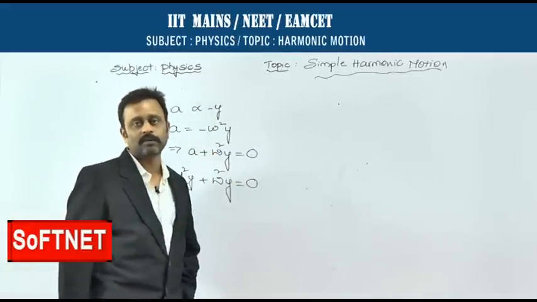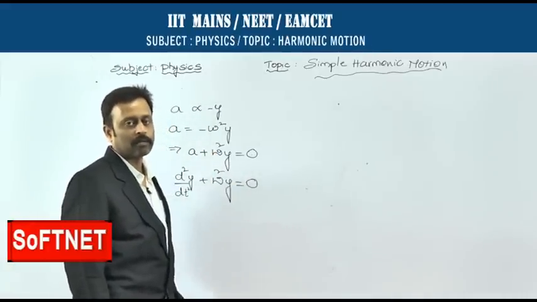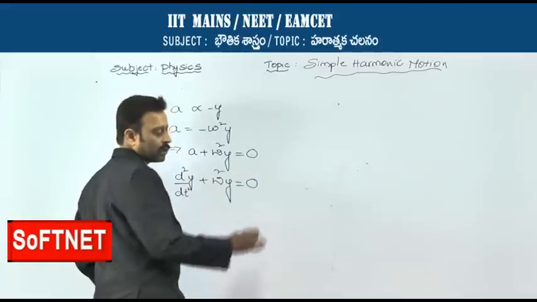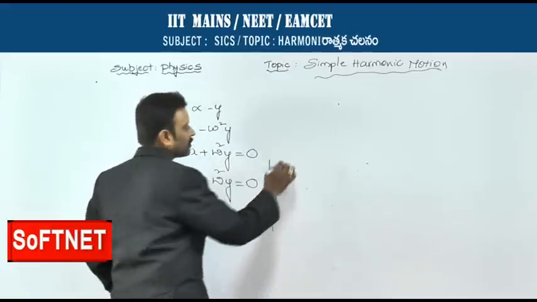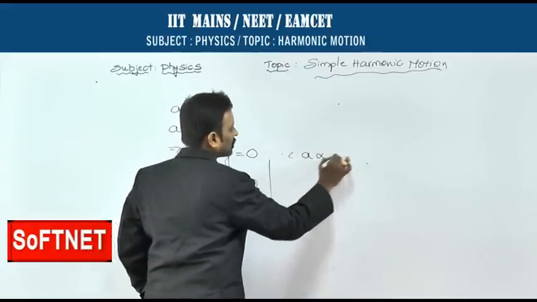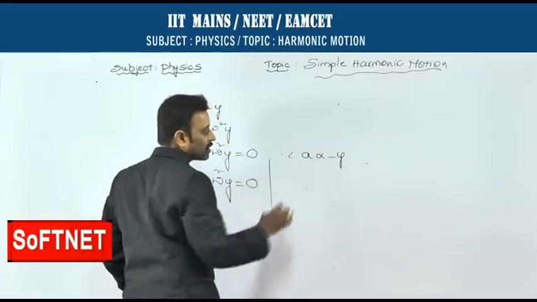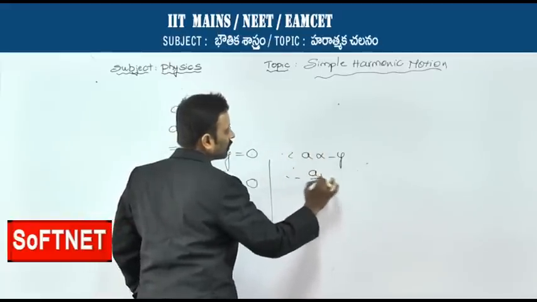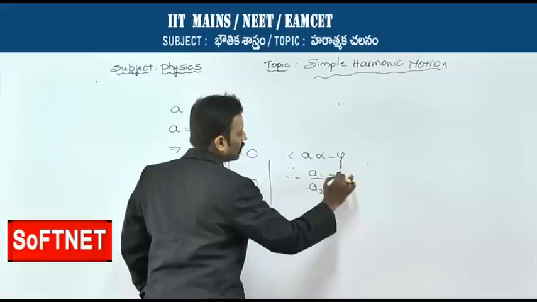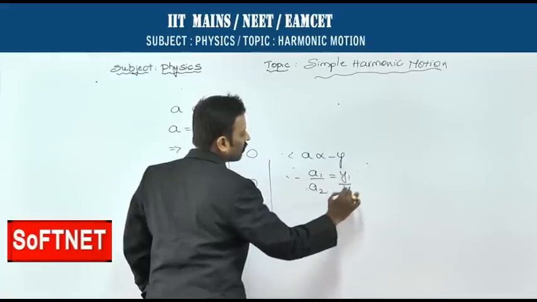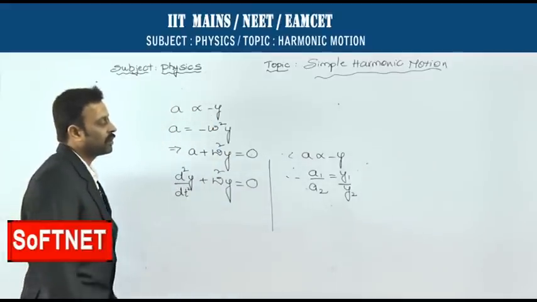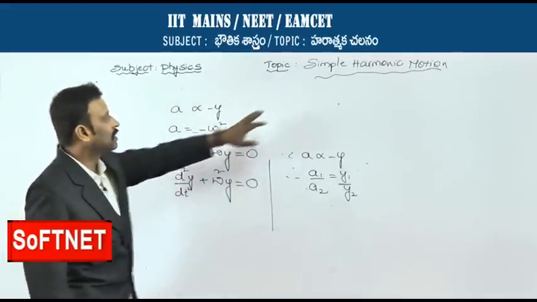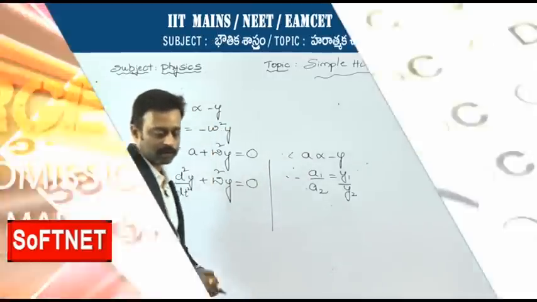This is in case of a linear simple harmonic oscillator, and moreover, according to the relation between acceleration and displacement, since acceleration is directly proportional to displacement, I can write a1 by a2 is equal to y1 by y2. This is how acceleration and displacement are related in simple harmonic motion.